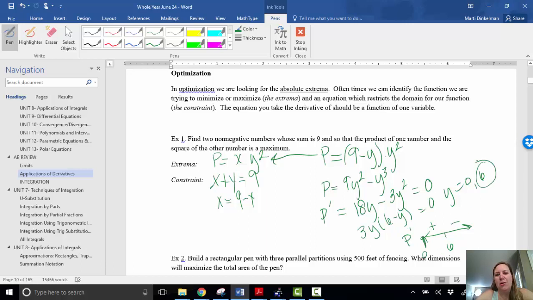Now don't forget to go and answer the question. So it just says find the two numbers. So we have one of the numbers, so 6. And then based on this information, the other number must be 3.